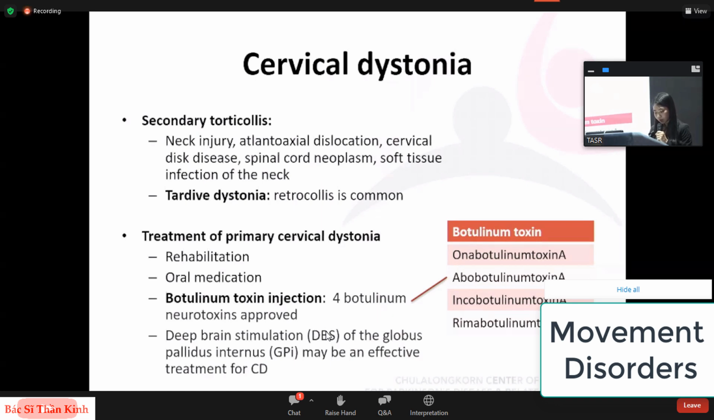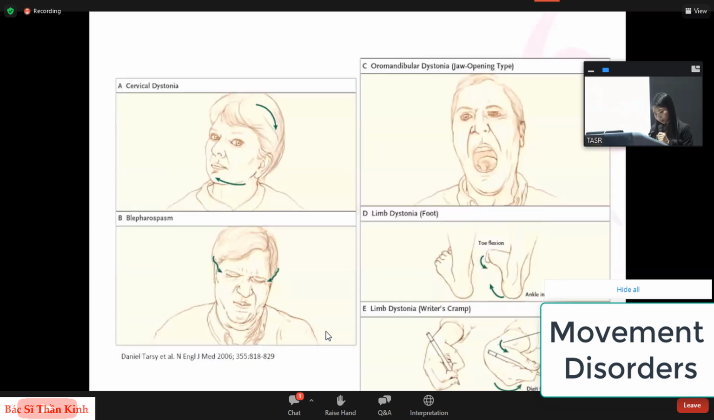And botulinum toxin injection; in this box is the type of botulinum toxin that has been approved. And DBS in the globus pallidus internus may be effective in the treatment of cervical dystonia in some series.